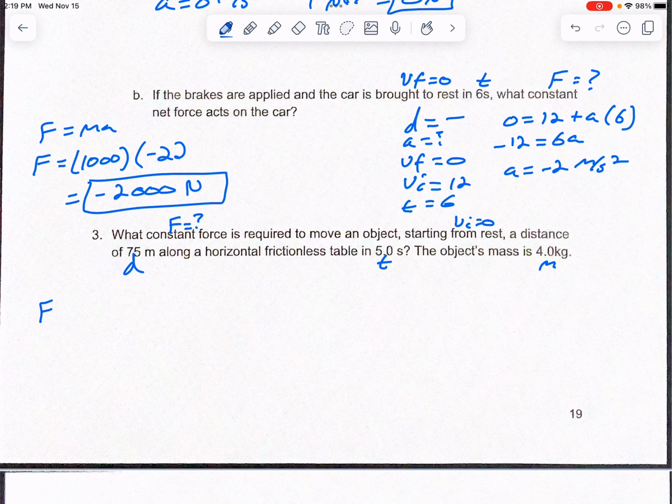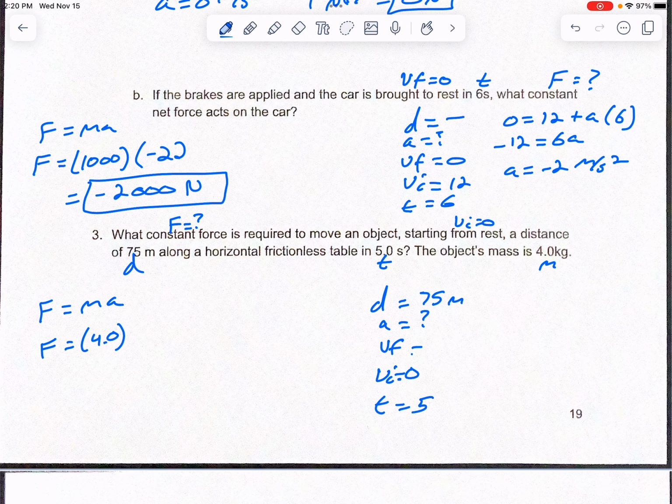So force equals mass times acceleration. So F equals my mass, which is 4. And I don't have my A again. So what we're going to do is set up our Daffy T to find it. D, we don't know. Well, actually we do. In this one we know it's 75 meters. A is what we're looking for. VI, we said starting from rest, so VI is 0. And my time was 5.